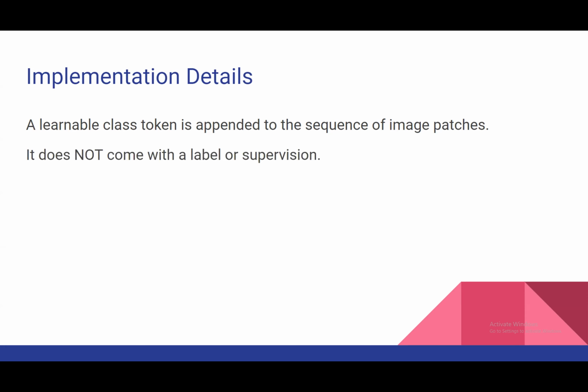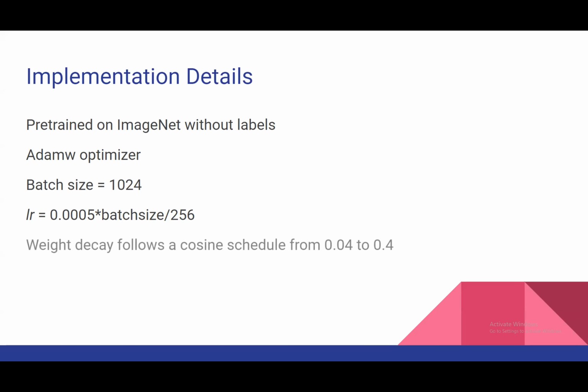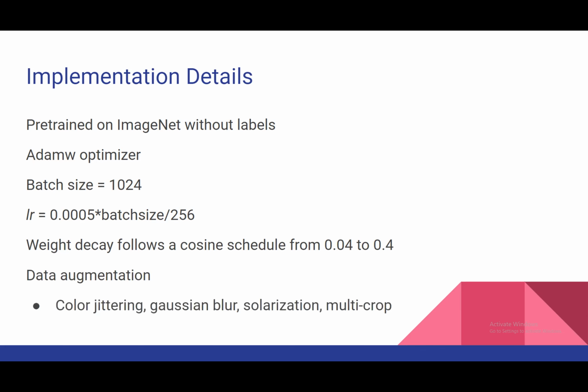Next, we append a learnable class token to the sequence of image patches. It does not come with label supervision. It starts off empty, and it is learned over time by the model. Then we pre-train on ImageNet without labels. We use the AdamW optimizer. Batch size is 1024. Learning rate is 0.005 times the batch size divided by 256. Weight decay follows a cosine schedule from 0.04 to 0.4. The data augmentation used in the paper is color jittering, Gaussian blur, solarization, and multi-crop.